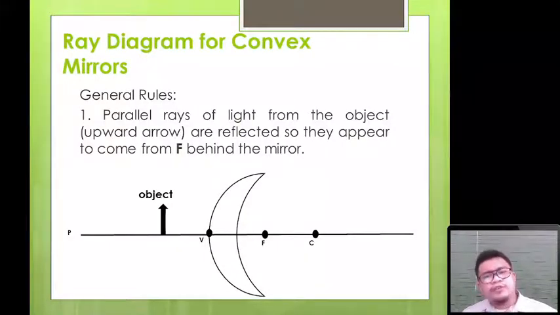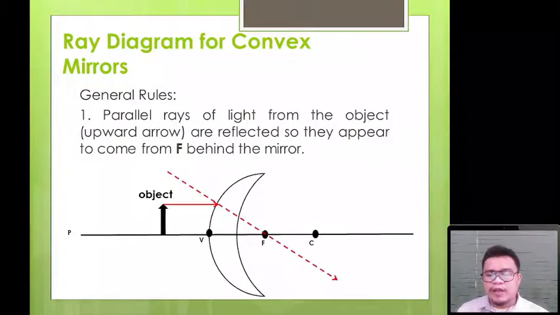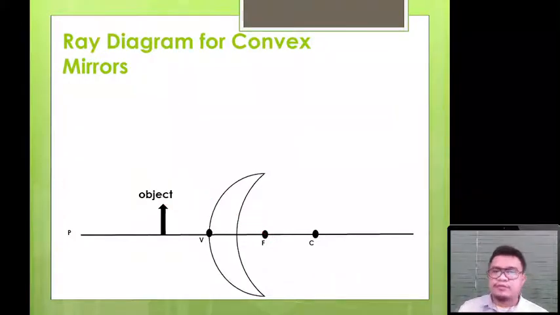Now, in this case, the center of curvature as well as the focus are found on the other side of the mirror, because we are now talking about convex. Okay, so how do you apply this? Just draw a straight arrow parallel to the principal axis and hitting the surface of the mirror, and you let it be reflected so that it passes through the focus of the mirror from the other side. Okay, so this is how you apply rule number 1.